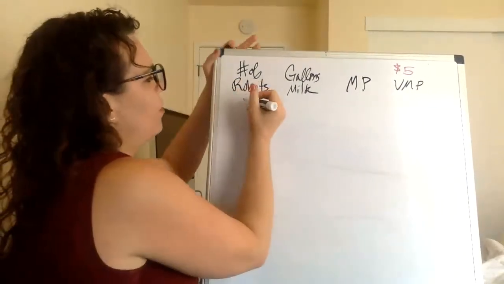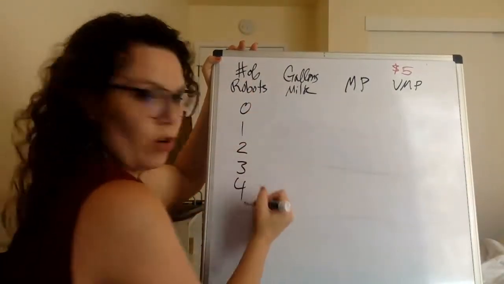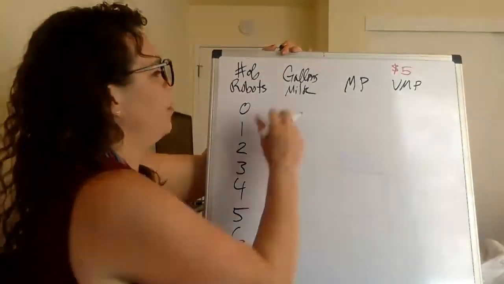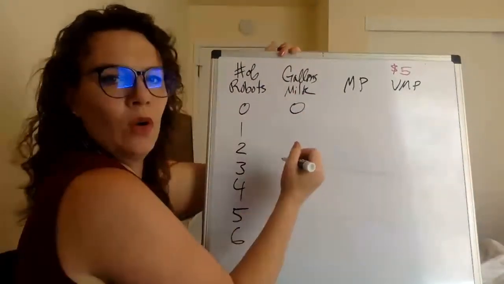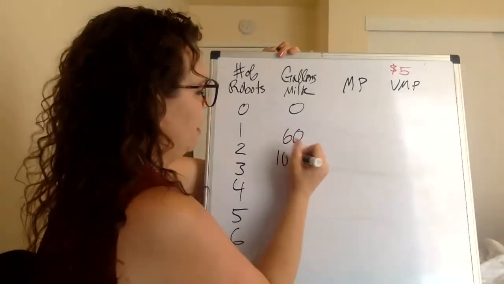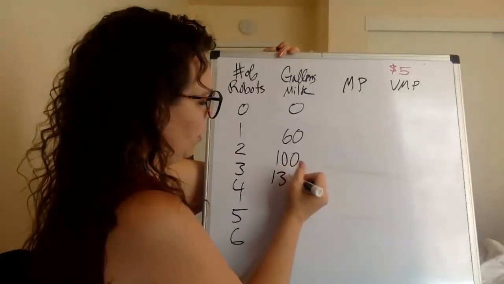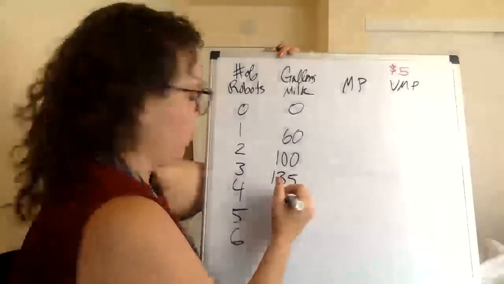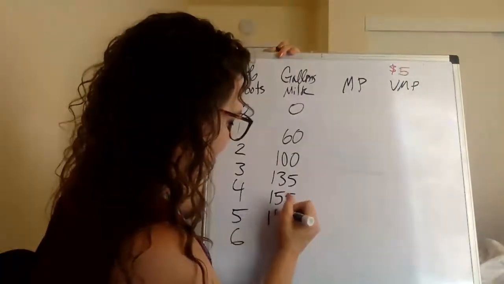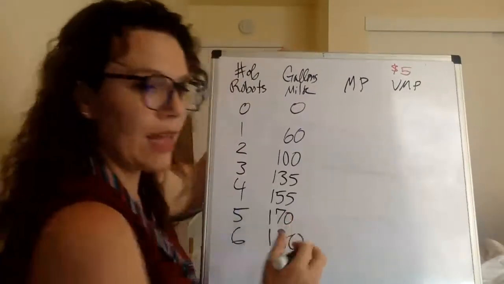So we have 0 robots, 1 robot, 2 robots, 3 robots, 4 robots, 5 robots, 6 robots. 0 robots produces no milk. 1 robot produces 60 gallons. The second robot gets us up to a total of 100. The third robot gets us to a total of 135. The fourth up to 155. The fifth up to 170. And the sixth gets us up to 180 gallons of milk.